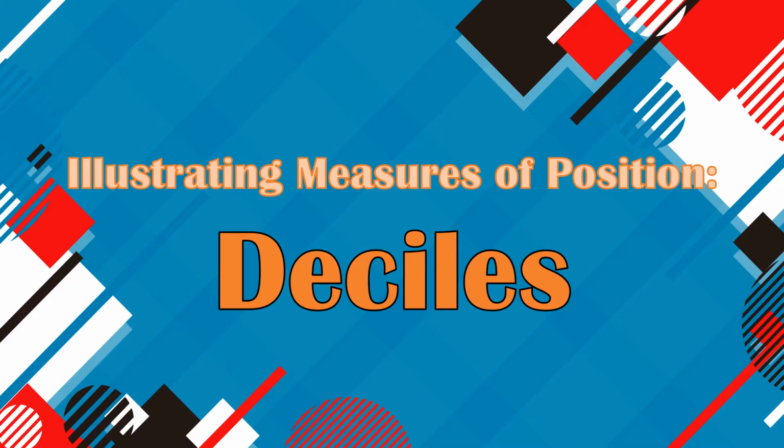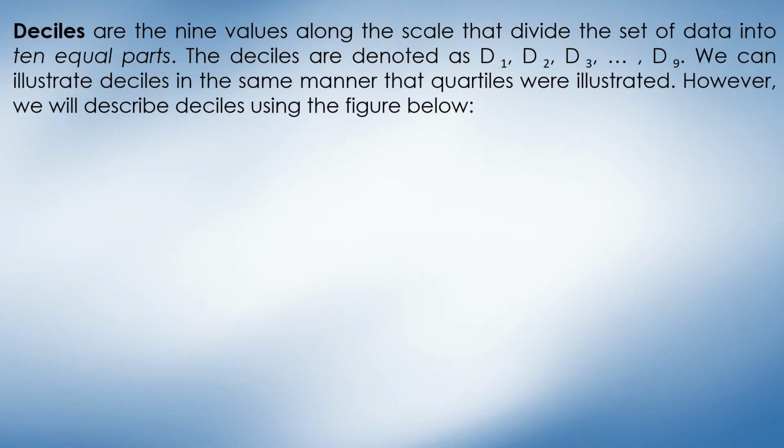Let us learn how to illustrate measures of position for deciles. Deciles are the 9 values along the scale that divide a set of data into 10 equal parts. The deciles are denoted as first decile, second decile, third decile, up to the 9th decile. We can illustrate deciles in the same manner that quartiles were illustrated.